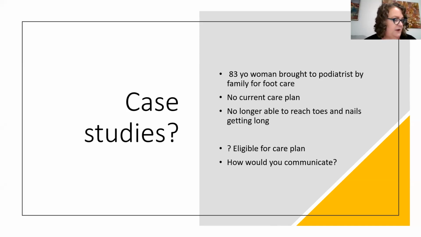So this has turned out to be quite a short talk, and I'm hoping that means that there'll be a chance for some Q&A. But I wanted to present a few case studies. The first one is an 83-year-old woman who was brought in to the podiatrist by the family to provide some foot care. The patient has no current care plan. They're no longer able to reach their toes and their nails are getting long. And I wonder what you think about whether they're eligible for a care plan and how you would communicate with the patient's GP. Does anyone want to feel brave enough to put some answers into the Q&A?